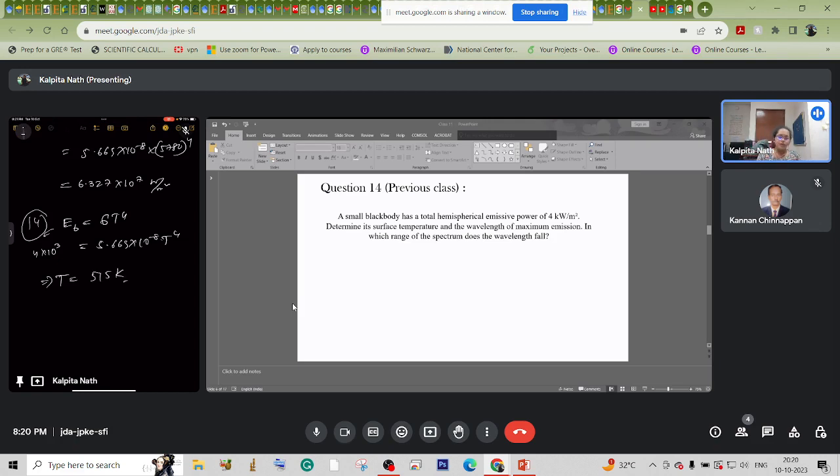And the wavelength of maximum emissive power we can get by Wien's displacement law, 2898. So this lambda max will be 5.63 micrometer. So this wavelength obviously falls in the infrared region of the spectrum.